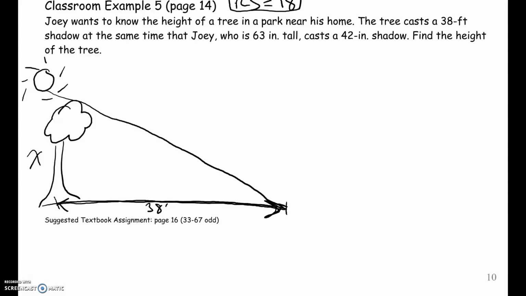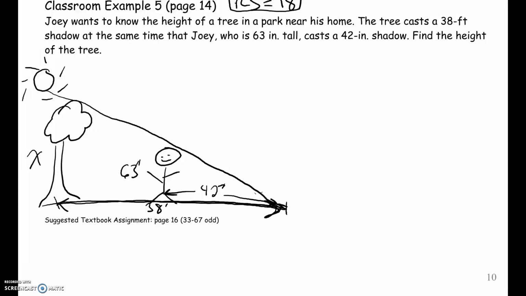Now Joey is standing somewhere, so let's draw Joey. Here, we'll give him a face. Joey is 63 inches tall, and his shadow is 42 inches. Then my two similar triangles, I see I have two right triangles here, and they share a common angle. This angle is the same in both of my triangles, so I could use the angle relationship to prove that the two triangles are similar. Now I'm ready to write a proportion.